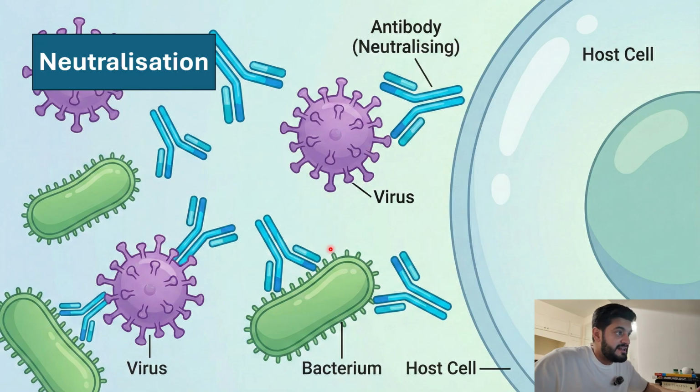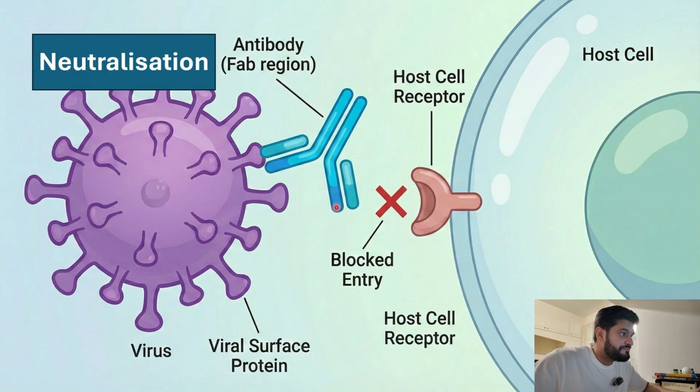Antibodies bind directly to viruses, bacteria and toxins and block them from attaching to the host cells, as you can see on the screen in this diagram. For example, many viruses must bind to specific receptors on our cells to actually get entry into the cell, because the cell membrane is not permeable to foreign material, so they need to bind to our receptors. When an antibody binds to that viral surface protein, entry is blocked.